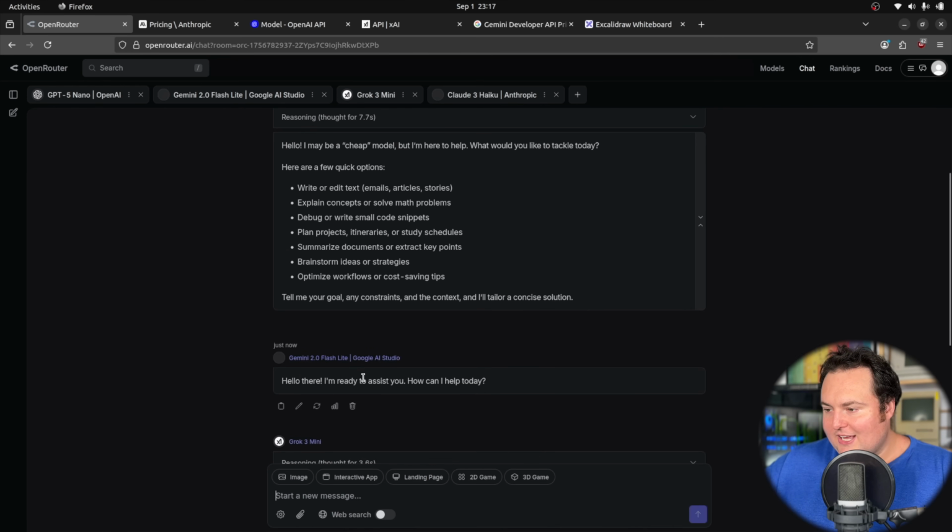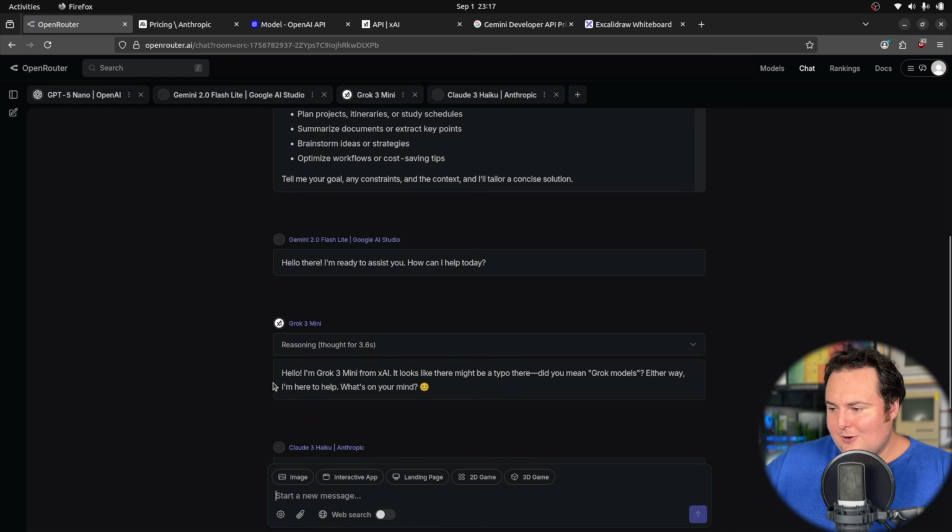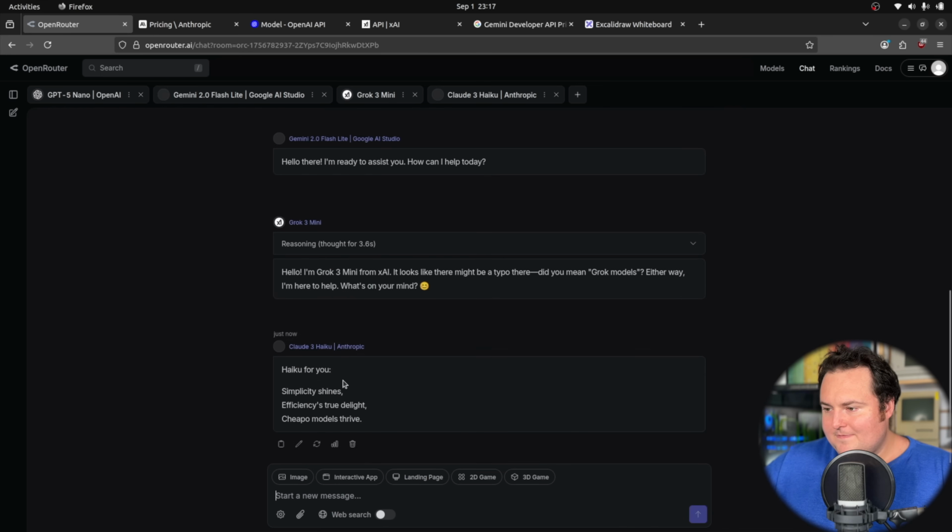Flash Lite is just like, hello, just very light, I suppose. Grok 3 is, hello, I'm Grok 3 Mini. Is there a typo there? Did you mean Grok models? No, I did not. And then Claude gave me a haiku.